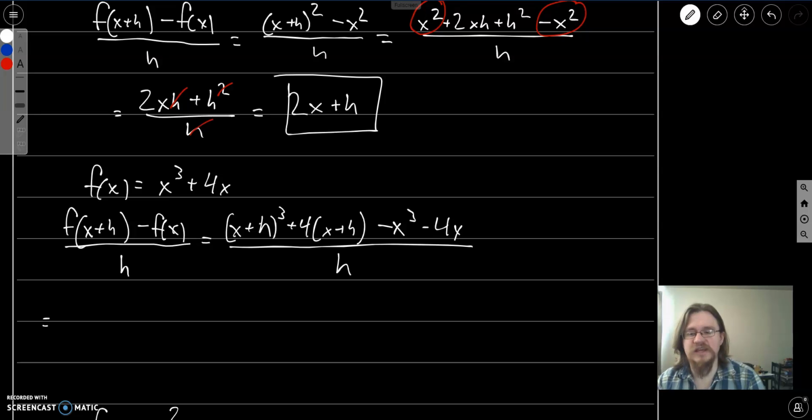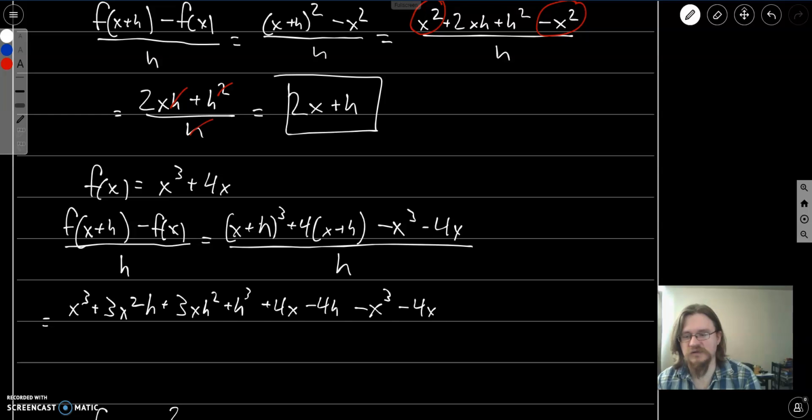So what is x plus h cubed? And again, this is going to be x plus h times x plus h times x plus h. This is something that I could do over here in scratch work. Or there's a handy trick involving Pascal's triangle. If you're interested, I can talk about this more, but here is x plus h cubed. And then I take 4 times x plus h, so this is going to be 4x minus 4h minus x cubed minus 4x.